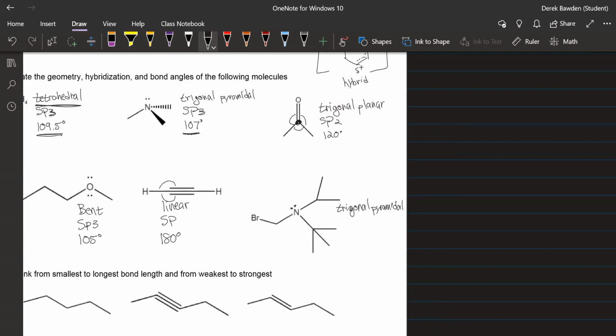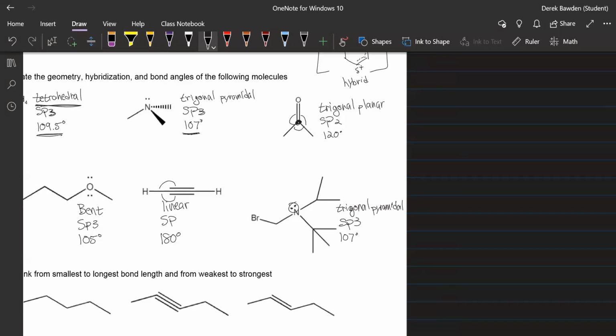sp, sp2, or sp3? sp3, because of the 4 regions of electron density. Again, we've got 4 regions of electron density with 1 set of lone pairs. So what's our bond angle going to be? Use my trick here. 107.